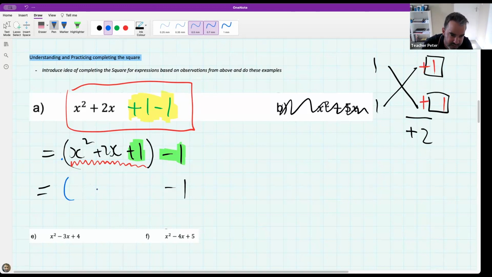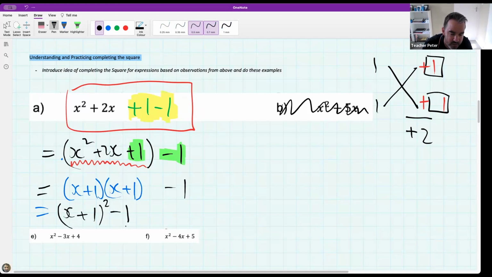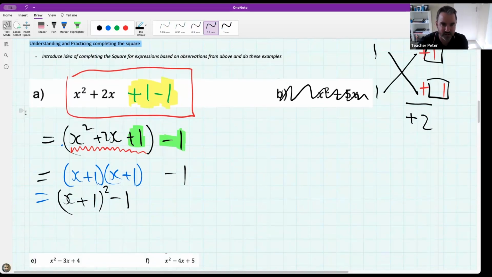Now, here's the interesting thing. This is x + 1. This is x + 1. And if I rewrite this, what is this going to give me? It's going to be (x + 1) squared minus 1. Now, what's very interesting is, can you see all the equal signs going down the left-hand side? Yes, it's saying that originally we started out life with x squared plus 2x. Then we added 1 and took 1 away, which did nothing.